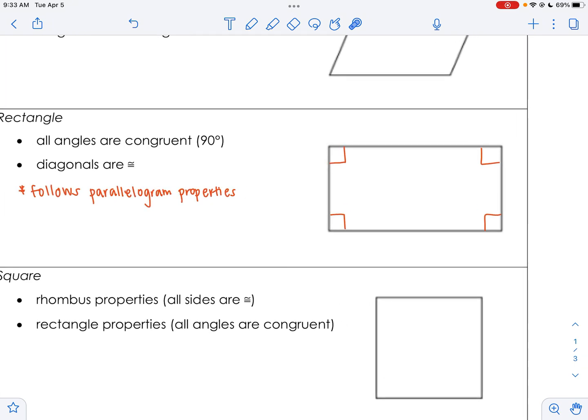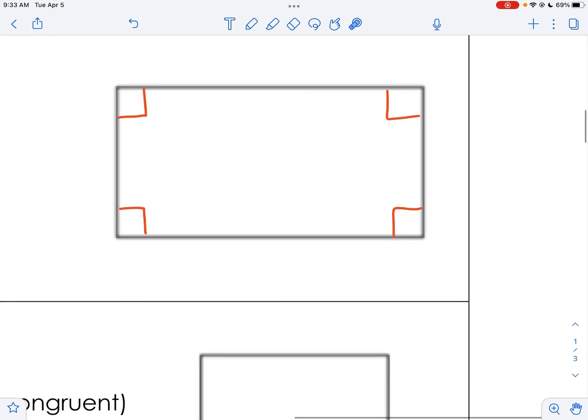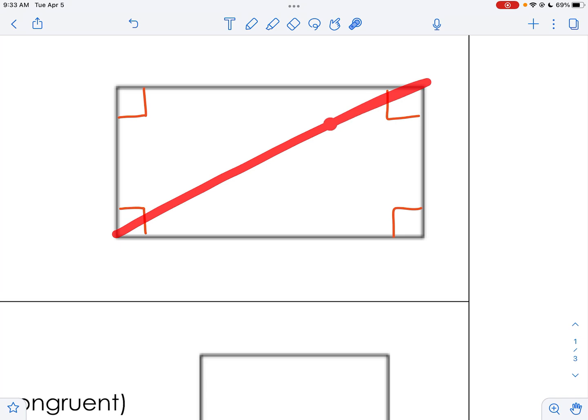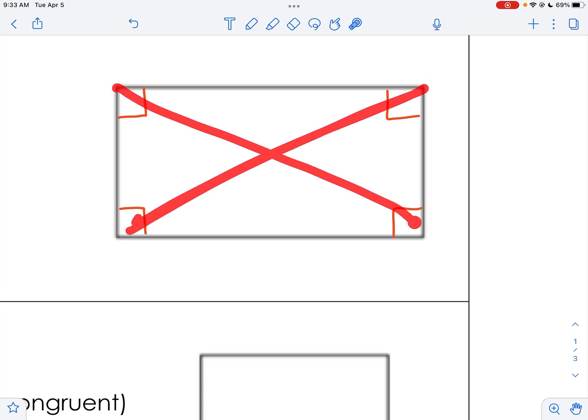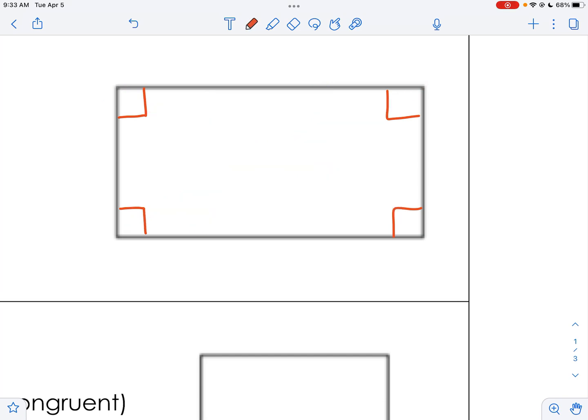Another key part of a rectangle is that because you put all of these right angles in here, your diagonals will be congruent because they make right triangles. So the diagonals would be congruent. So for example, if I tell you this diagonal is 3 and 3, then the other one would be 3 and 3 as well. So like if this is 3, that has to be 3. That's a parallelogram property. But then all of these diagonals are going to be the same as well.